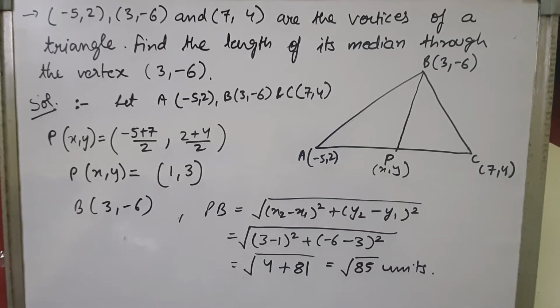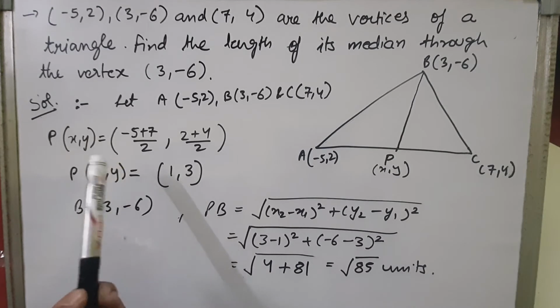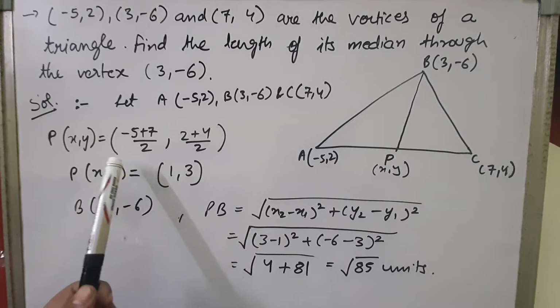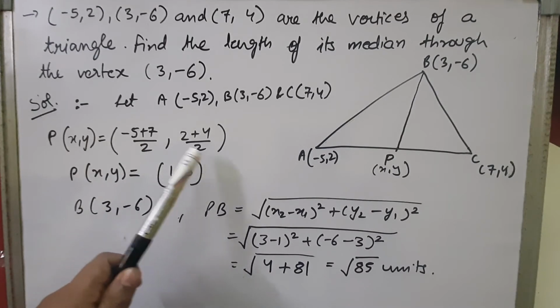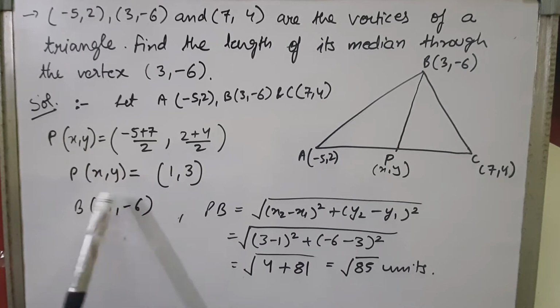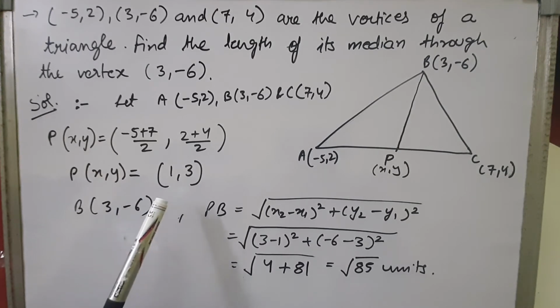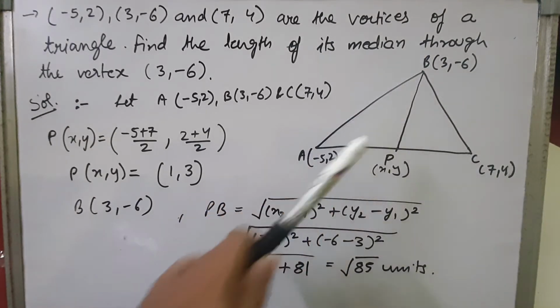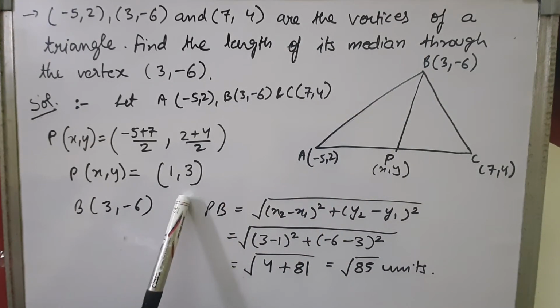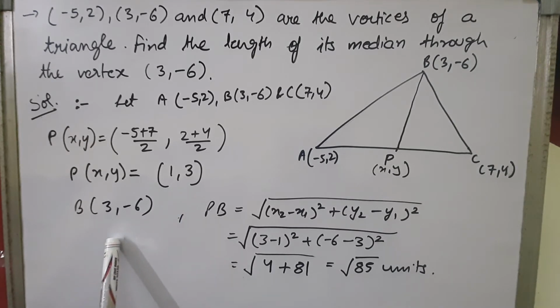When we apply the midpoint formula and calculate the coordinates of P, we'll get minus 5 plus 7 upon 2 comma 2 plus 4 upon 2. We'll get 1 comma 3, the coordinates of P. We have to calculate the length of the median. Here the median is PB. The coordinates of P we have calculated as 1 comma 3, and the coordinates of B is given as 3 comma minus 6.